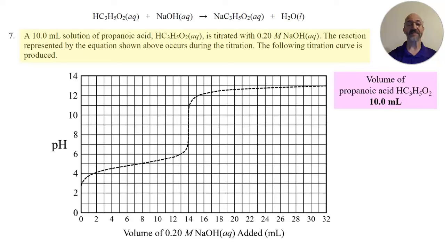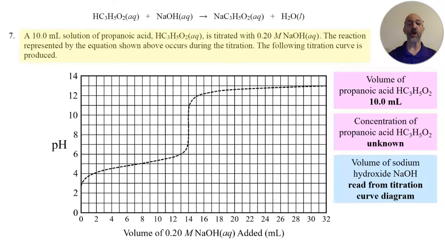So I'll start with the acid. We know that we have a volume of 10 milliliters for the propanoic acid, but at this point we don't know the exact concentration of the propanoic acid. So that's what we're trying to find. Now, for the base, we can read from the titration curve where the equivalence point occurs, and that is at 14 milliliters. We also know that the sodium hydroxide has a concentration of 0.20 moles per liter. So what we're trying to find is the concentration of the propanoic acid.